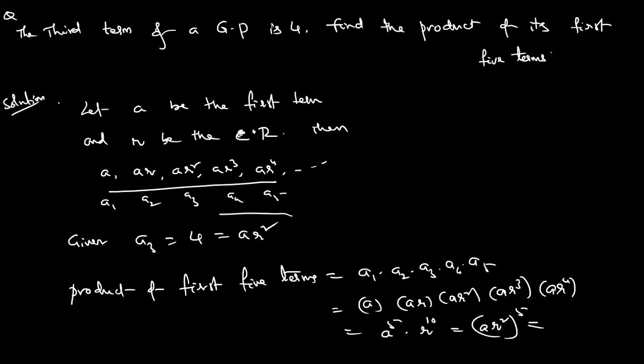A into R square is how much? Anyone? 4 power 5. That is the answer. 4 power 5 means 1024. It was a previous year Mains Advanced question. They were asking 2 times. This one. Right?